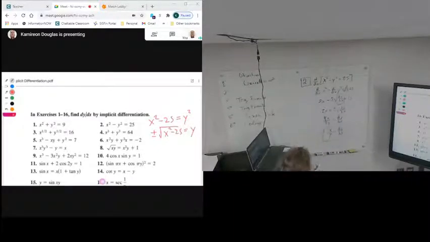Now the other nice thing is, if I want to know what the original is going to look like, there's a cool way I can do it. I now know what y is.